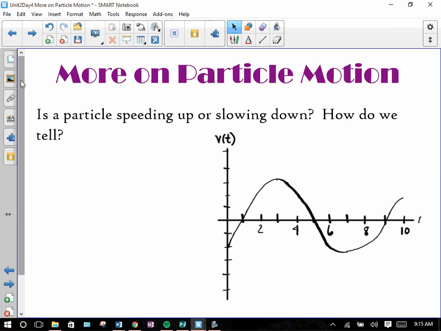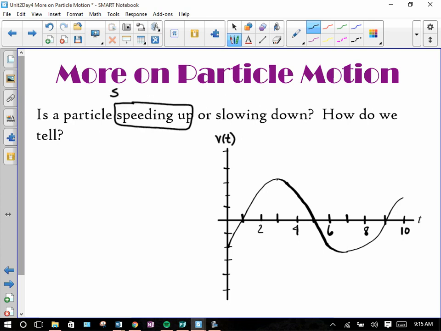Okay. So what we want to look at here is when we say speeding up. We're talking about speed, not velocity at that time. So speeding up, that's essentially saying when something speeds up, the speed is increasing. So speeding up is the same as saying speed increases. And slowing down means that the speed will decrease.